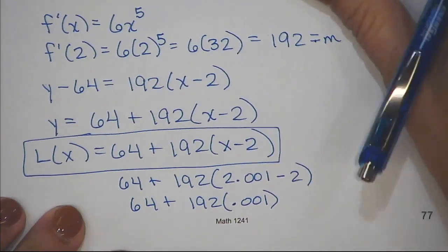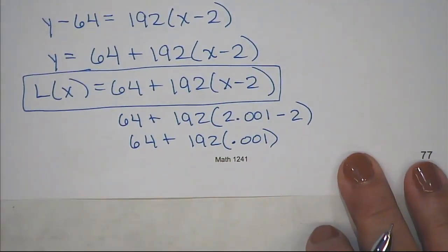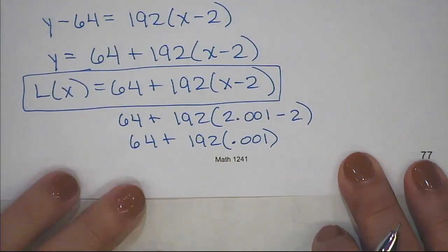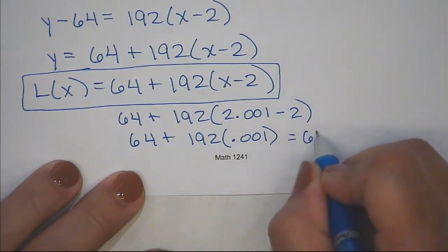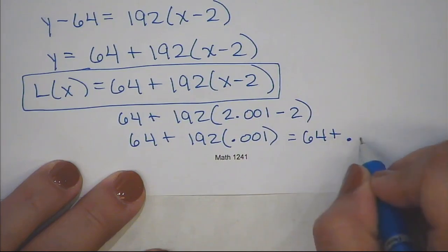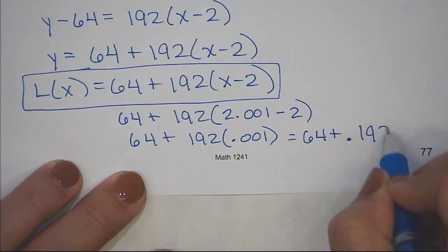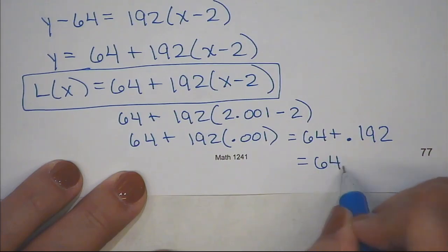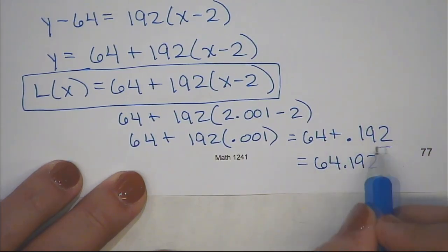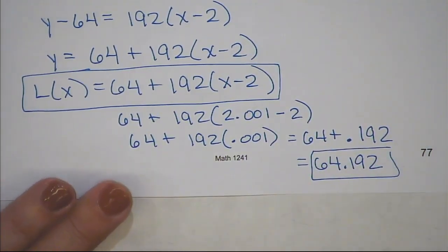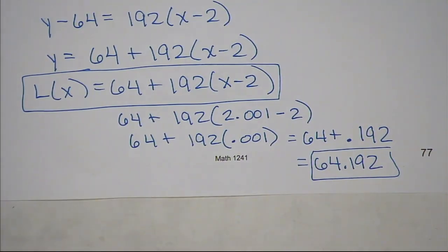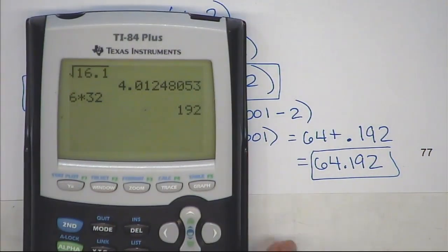Well, again, you almost don't need calculators for this because usually you're doing tenths and things like that. So this is just going to be 64 plus point, what? How many places are you going to move the decimal? 3, so that's 0.192. So we get 64.192. Okay. And that took us not much time. I didn't even need a calculator for that.